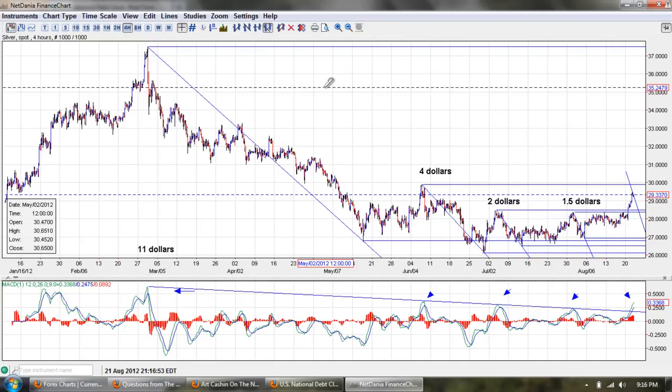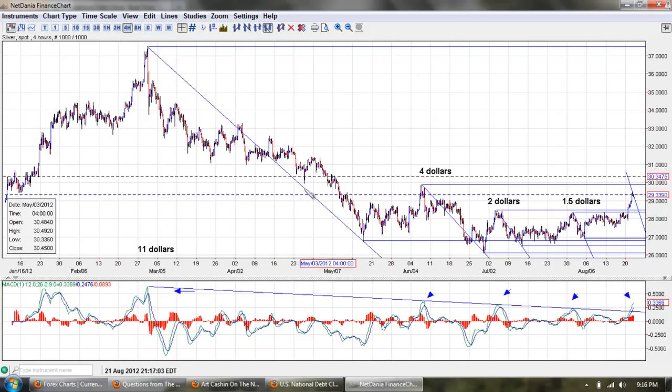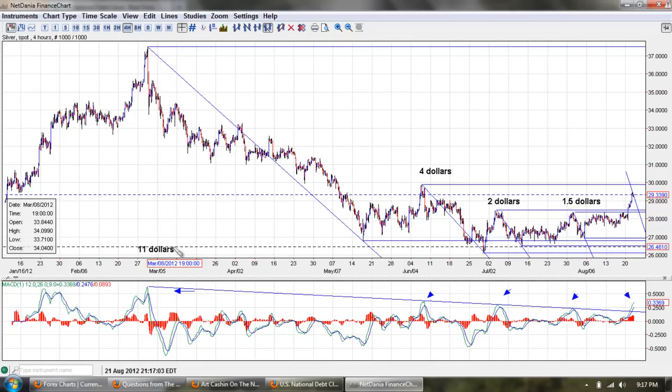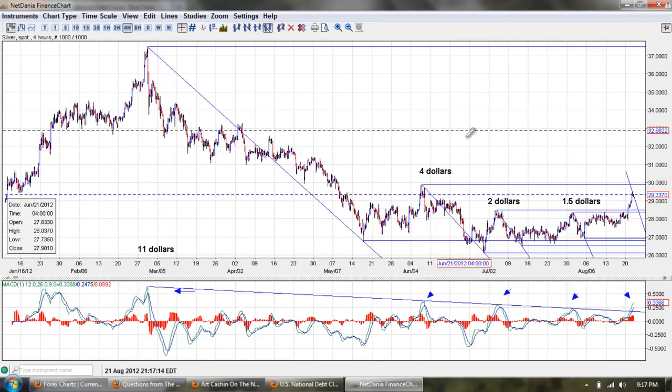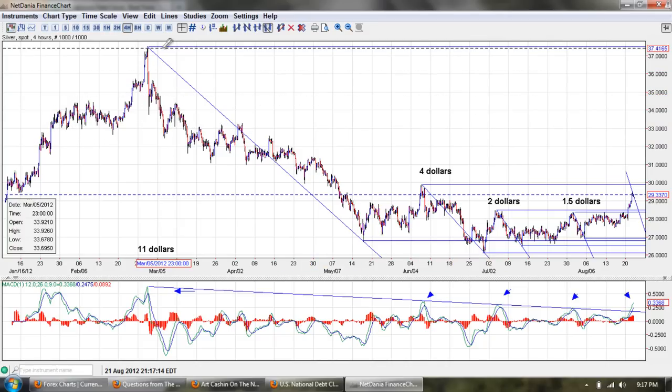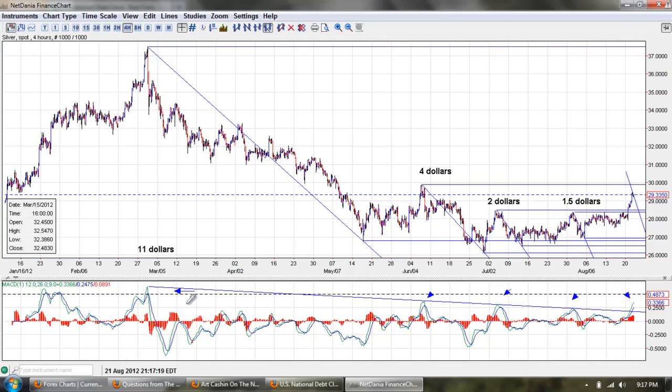But what I've drawn out here is, in my opinion, the transition from a bear trend to a bull trend. I'm going to try to explain this to you. You can see these dollar figures that I've written in here: 11, 4, 2, 1.5. What those measure is the difference between the top and the bottom move of the signal. The signal on the MACD is indicated by this blue line.